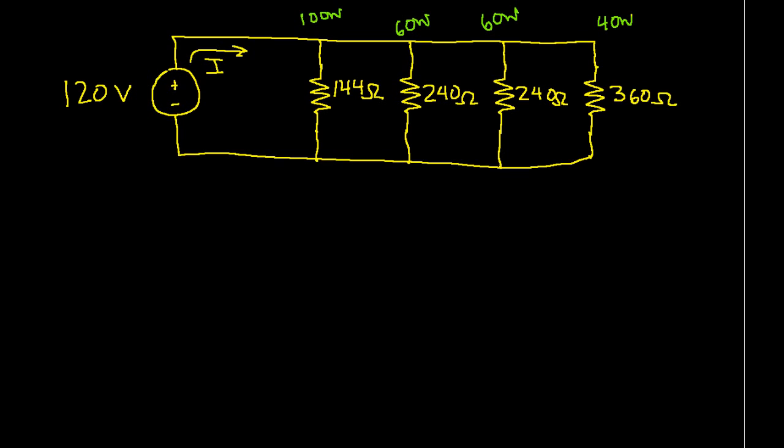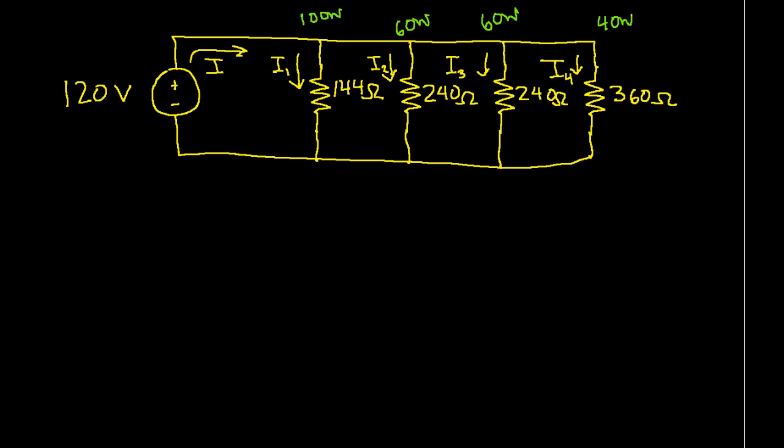I'll label the current coming out of the source as I, the current going through the 100-watt bulb as I1, the current going through the first 60-watt bulb as I2, the current going through the second 60-watt bulb as I3, and the current going through the 40-watt bulb as I4. And again, I want to find out what the total current is.